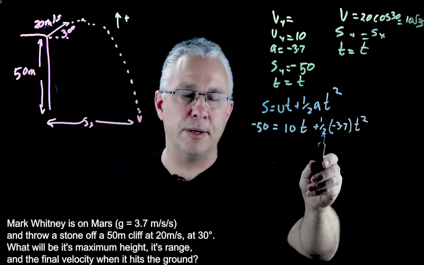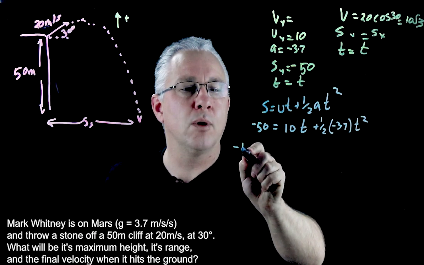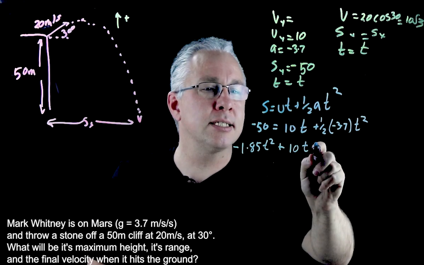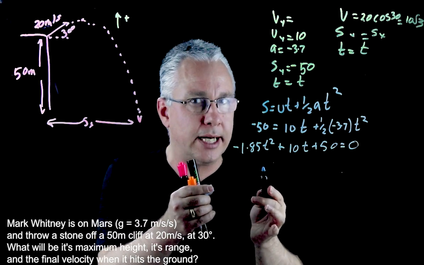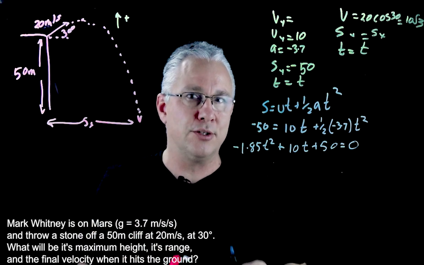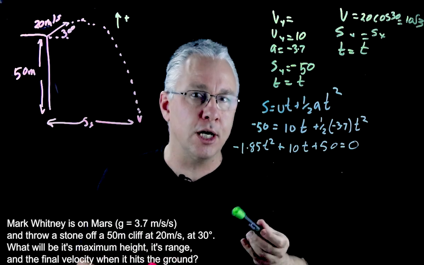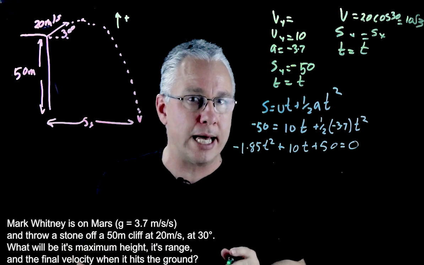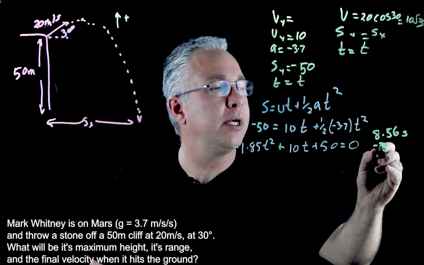If I clean that up, half of 3.7 is 1.85. So I get negative 1.85 t squared plus 10t plus the 50 is equal to 0. Now you see I have a quadratic that has two solutions. You have to solve this either through graphical means, you can dump it into decimals and get the answer, or you can use the quadratic formula to solve this. I'm not going to do the mathematics for you, but the values you're going to get if you do it this short way are 8.56 or negative 3.16.